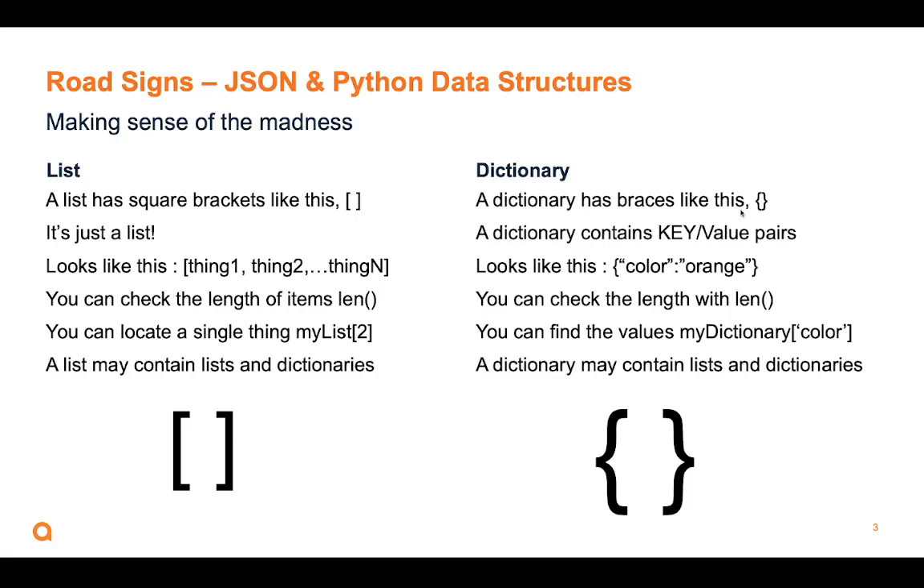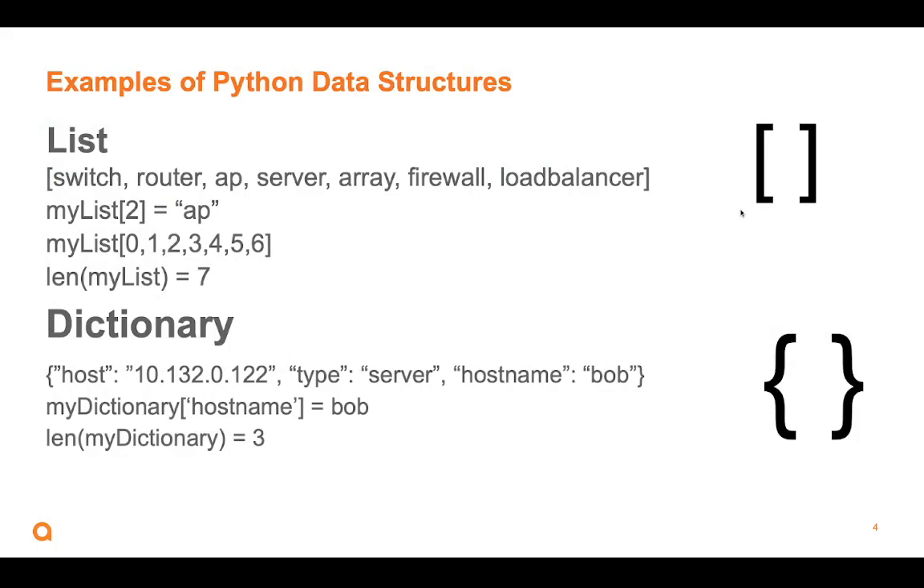So we need to look for the road signs. And when we do this, we'll see that we have these square brackets, right? So it's just a list, switch, router, AP. But if we're looking for something in the second index and we see it's AP, we go, that's the third thing. Well, that's because lists start with 0. 0 is a number. So always keep that in mind. The first thing in a list is index 0.